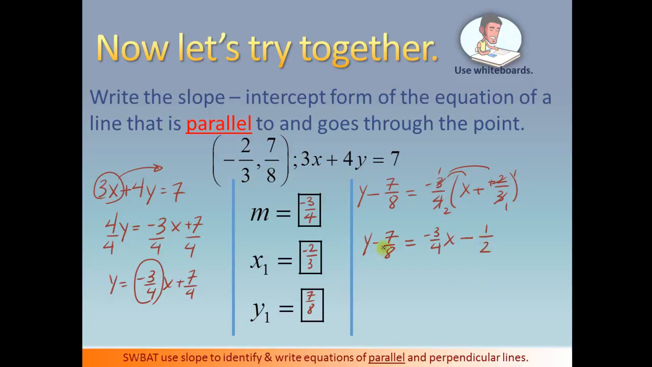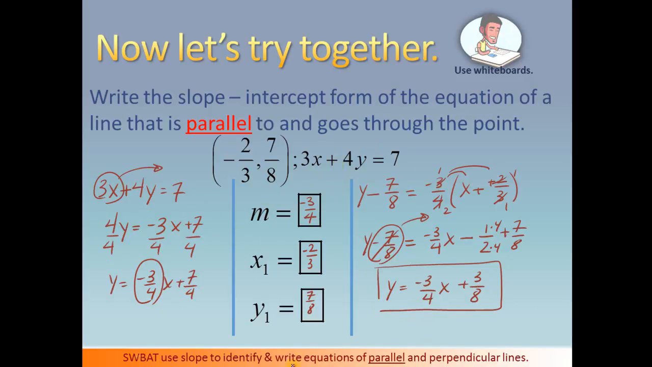Almost there. We've got to move this -7/8 over, and it's going to turn to plus 7/8. Got to find a common denominator, so that's 8. So I've got to multiply this by 4, and then we've got our answer. We have -4 plus 7 is 3, over 8. So this equation represents a line that is parallel to my original equation. That's what we just found. Next one.